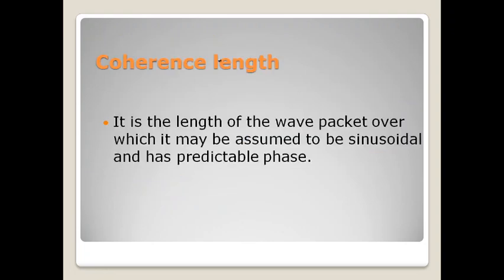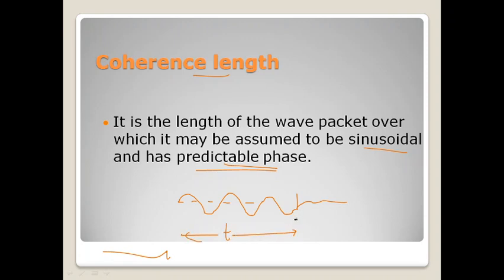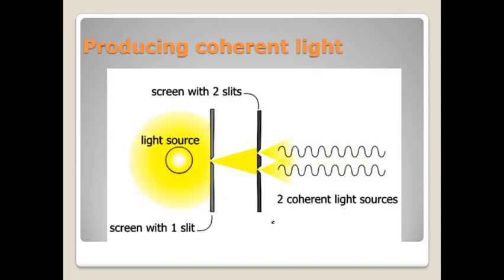Then we can also define coherence length as the length up to which a wave packet may be assumed to be sinusoidal and of predictable phase. So coherence time and length are correlated: up to what length this wave is going as it is predicted, and after that it may get damped. Similarly, coherence time is this time from here up to here, the time up to which this wave is remaining sinusoidal and of predictable phase.